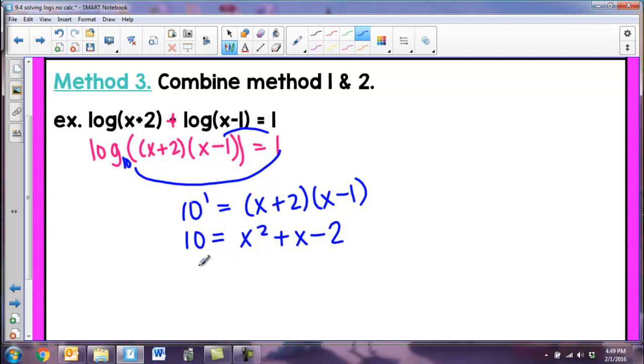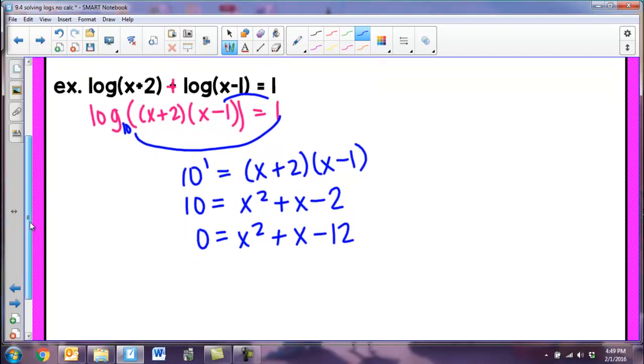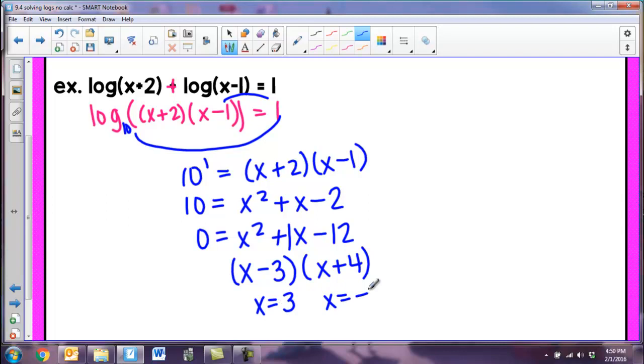So if I subtract 10 from both sides here, I'm going to get this guy. And this does actually factor nicely. We're looking for the factors of negative 12 that add up to positive 1. So my two factors would just be x minus 3 and x plus 4. Now I can set each of those factors equal to 0, so I would know that x could be 3 or x could be negative 4.